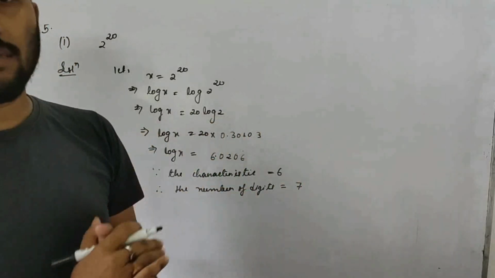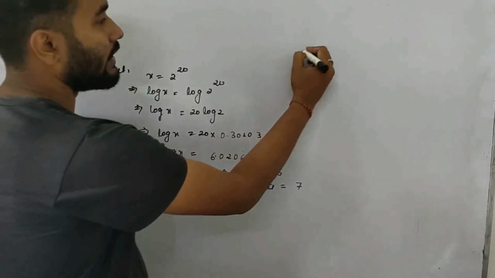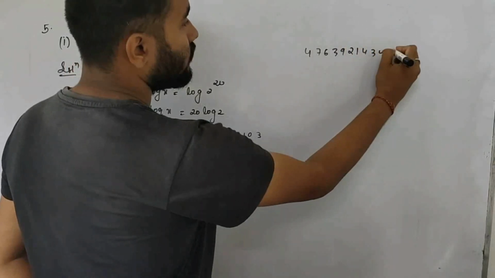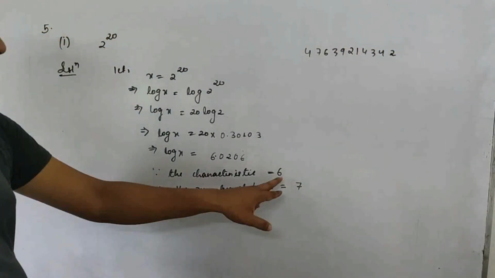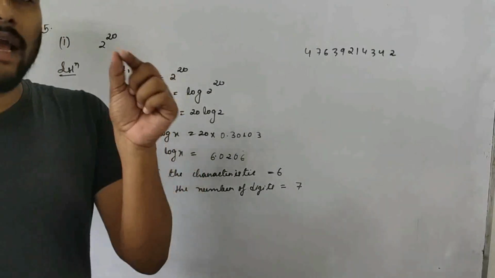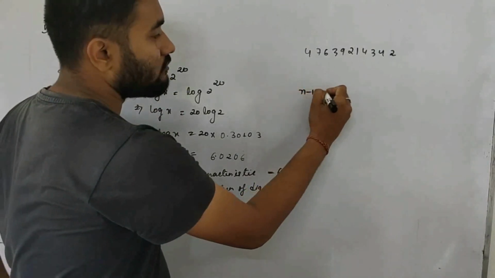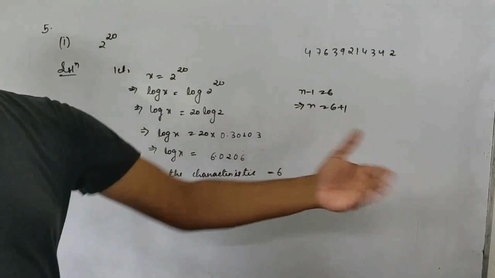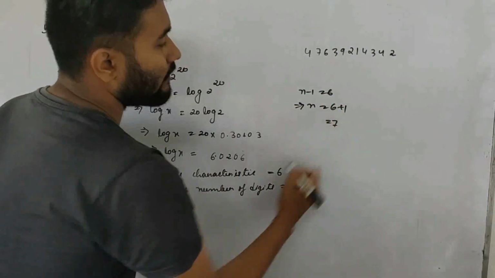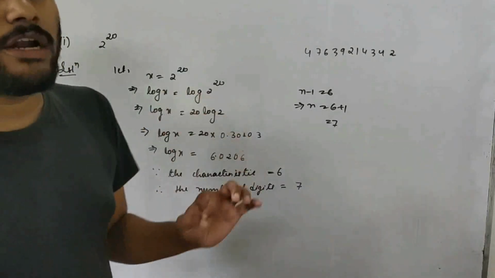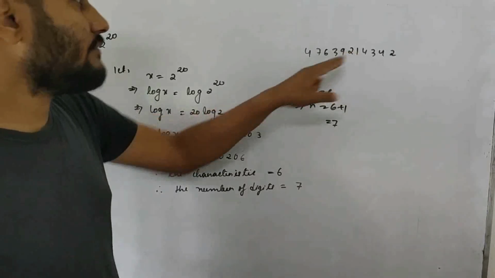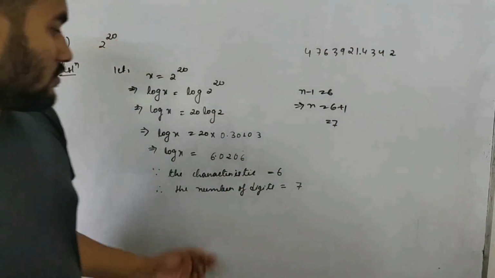So the number of digits is how much? 7. Say like this, you will get 4763921434 2. Since the value is 6, the formula is what? N minus 1, isn't it? So n minus 1 is equal to 6, which implies n will be what? 6 plus 1. Since over here it is minus 1, you add plus 1. You will get the value of n as 7. So the decimal point will lie after 7 digits, that is 1, 2, 3, 4, 5, 6, 7 over here. So that one only you have to write.